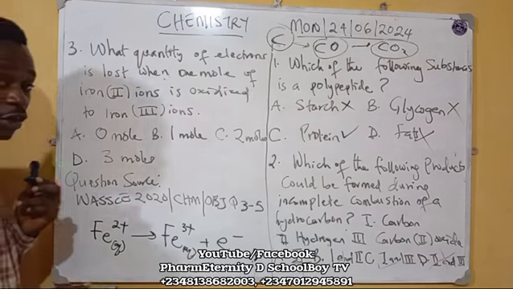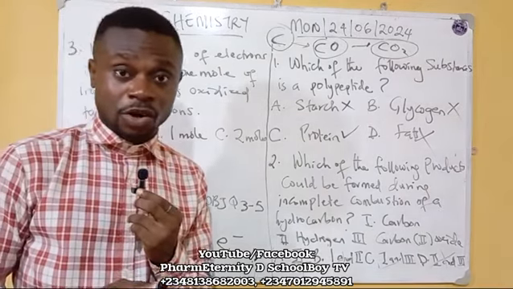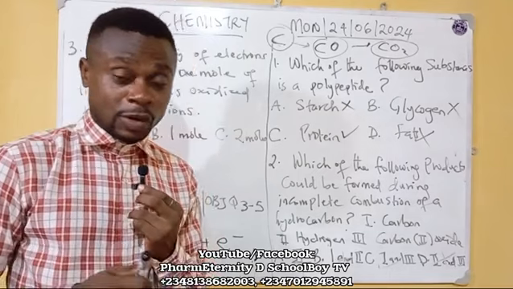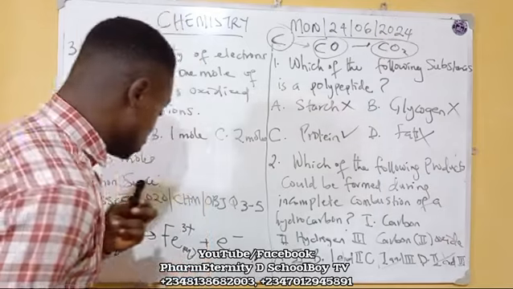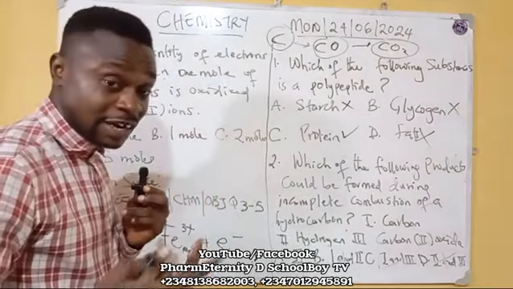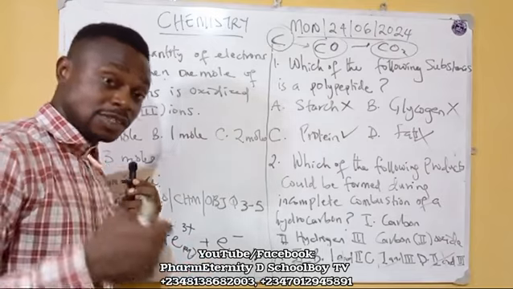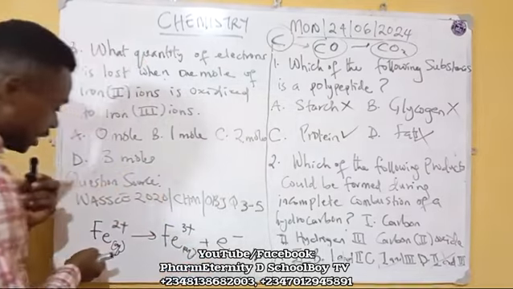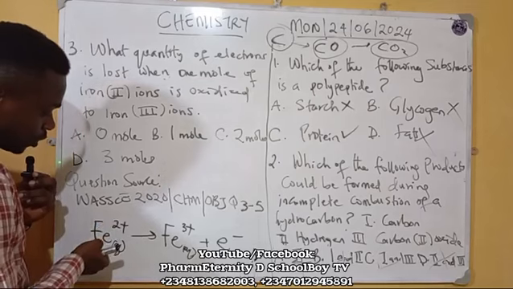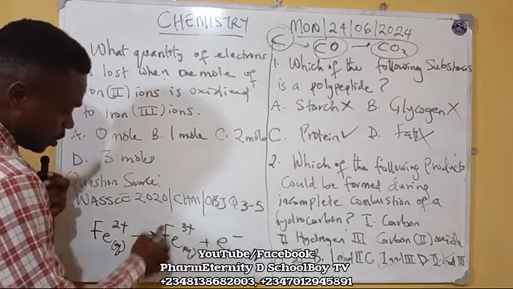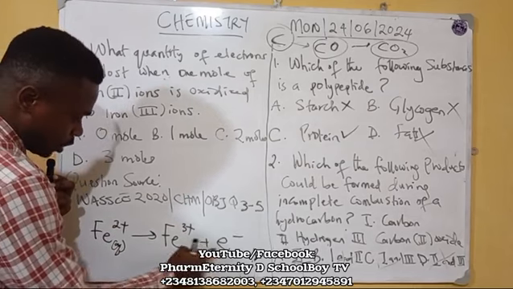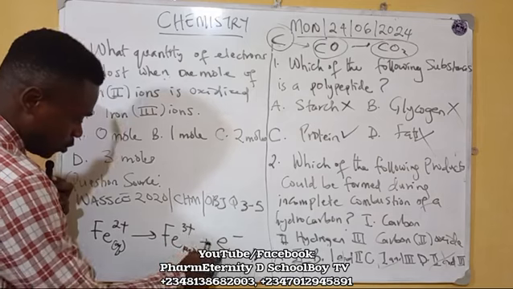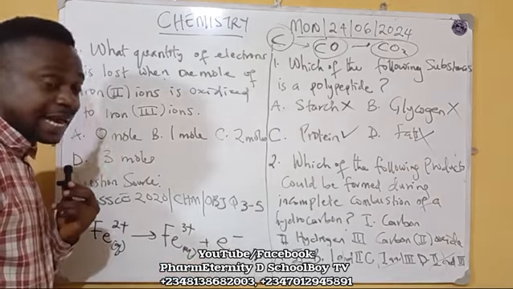And remember, oxidation is loss of what? Electron. When electron is lost, it is also what? Oxidation. So there are different ways of defining oxidation: addition of oxygen, loss of electron. So this is loss of electron. So if electron is lost, it is oxidation. So 1 mole of electron is what you need to lose to form iron 3 ion.